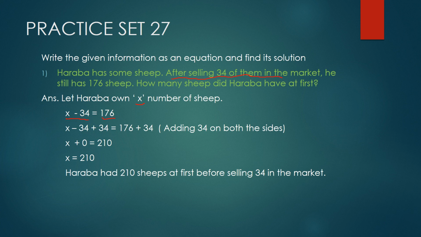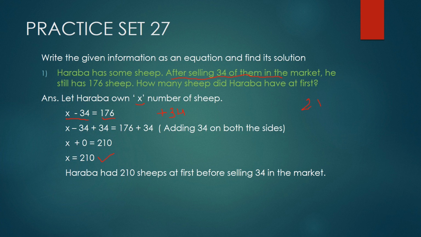Okay. So now is this equation the same as what we were doing earlier in the previous slides? Yes. So same thing, minus sign. What is the opposite sign of minus? It is plus, and what is the number beside it? It is 34. Okay, so addition of 34 on both the sides. So you get x minus 34 plus 34 is equal to 176 plus 34. So adding 34 on both the sides. Again you get minus 34 plus 34 is equal to 0. So x plus 0 is equal to 210. So the answer is x is equal to 210. So Haraba had 210 sheep at first before selling 34 in the market.